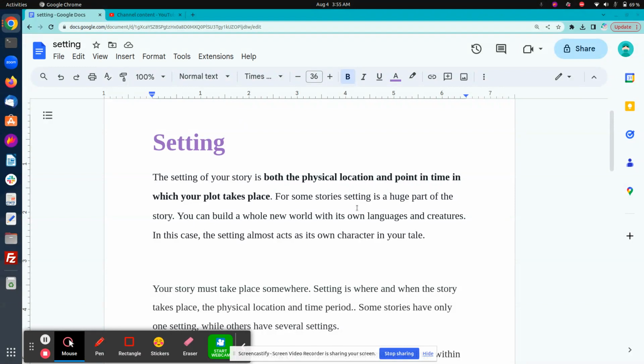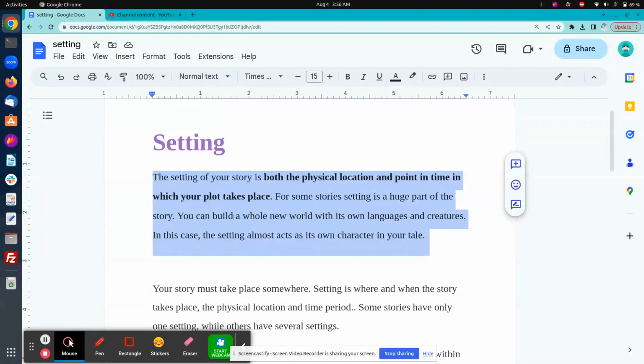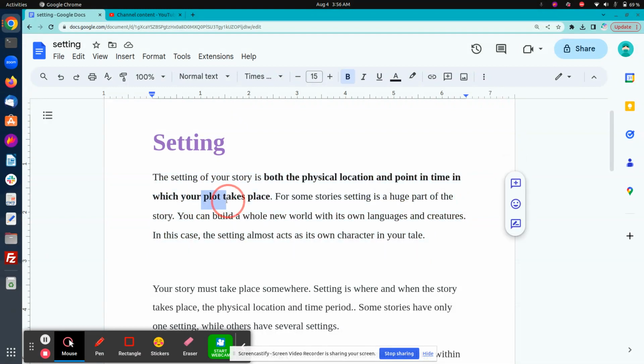So it is the physical location and point in time where your plot takes place. Point in time means on his birthday, for example, on 12th of January. So the setting of your story is both the physical location and the point in time in which your plot takes place. Plot is the sequence of events, the actions that are taking place in the story.